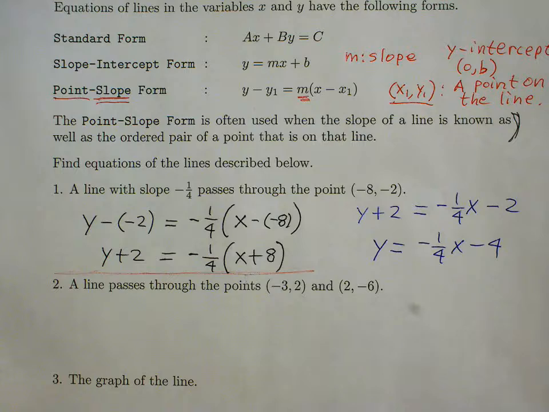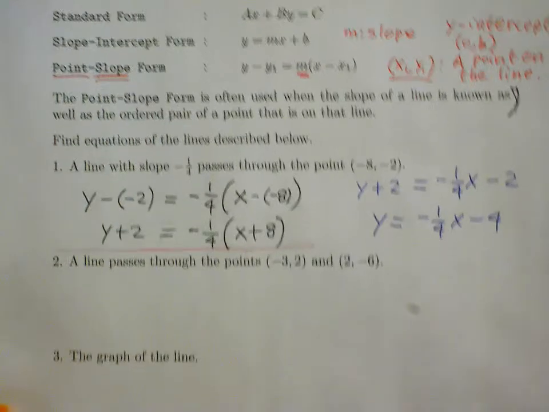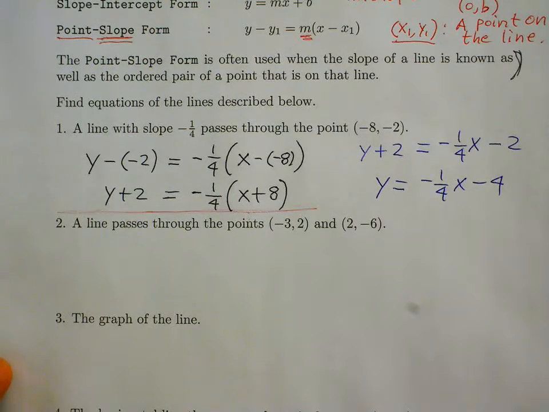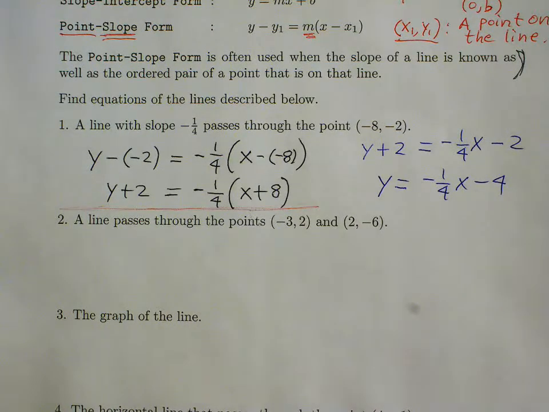Okay, the next problem, a line passes through the points (-3, 2) and (2, -6). So let's find an equation for that line that passes through those 2 points whose ordered pairs are given. So any ideas? How should we start?